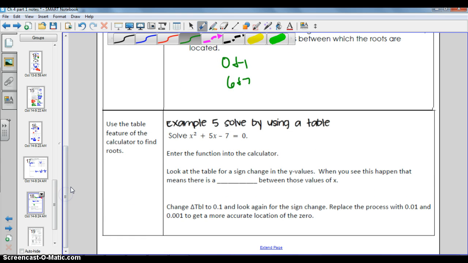All right, let's talk about using a table. So we're going to go to our calculator and we're going to type this in just like we did on the last one. And then we're going to look at the table of values.